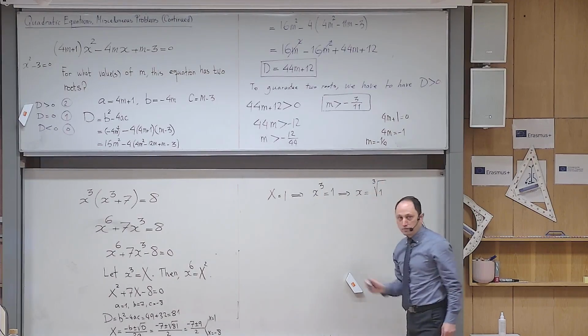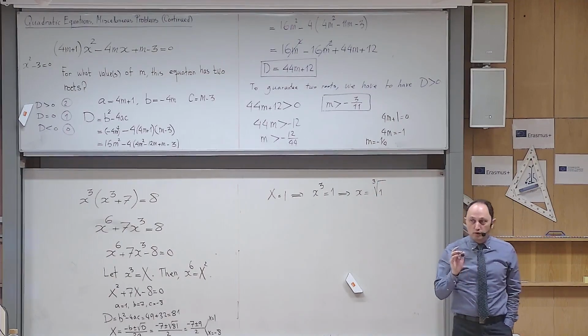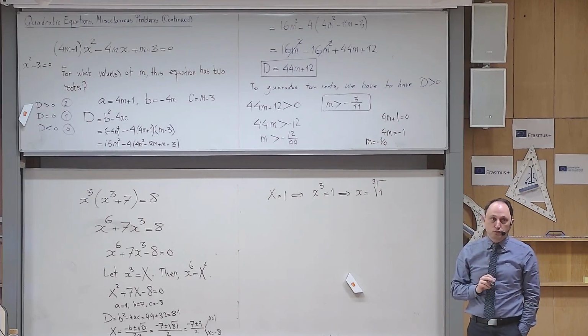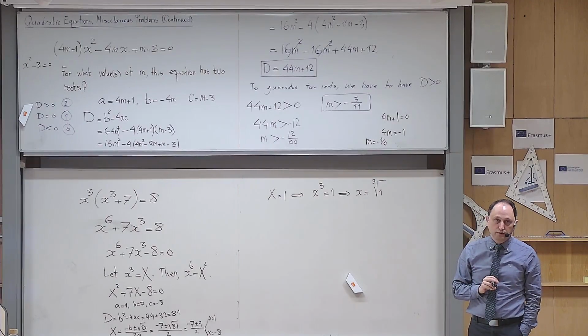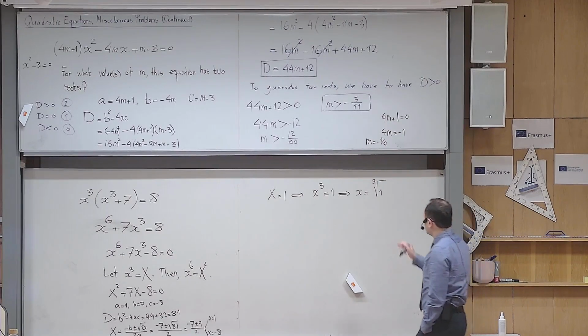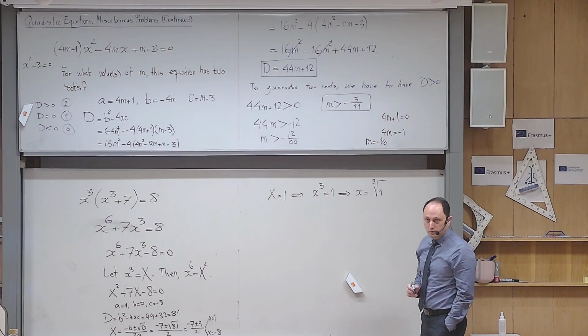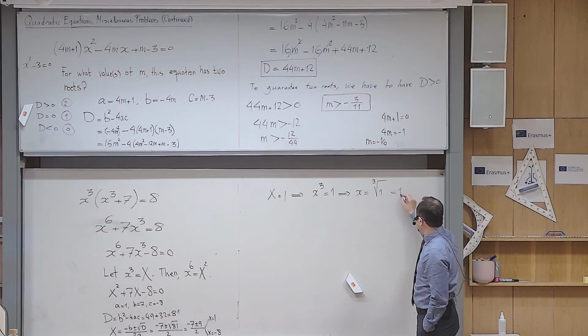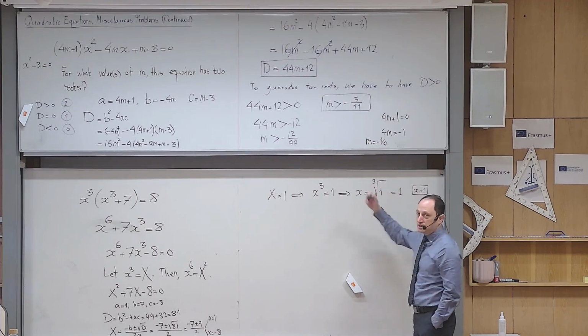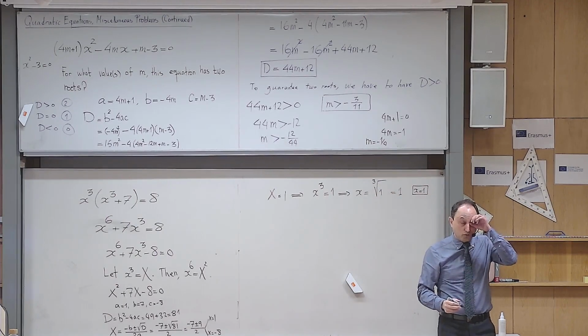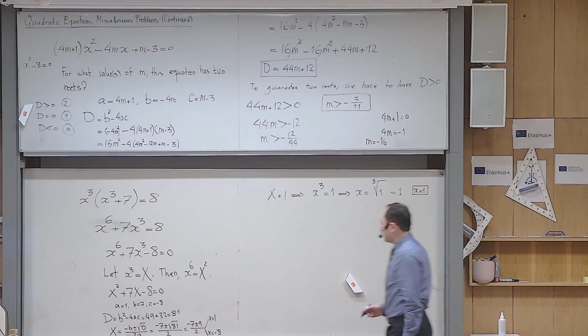Do I need to put plus minus? No, plus minus is only for even roots. So the third root of 1 is what? 1. So there is no plus or minus. So x is equal to 1. Plus minus is for the case I am taking even roots, not odd roots. Okay, but that's not the whole story.